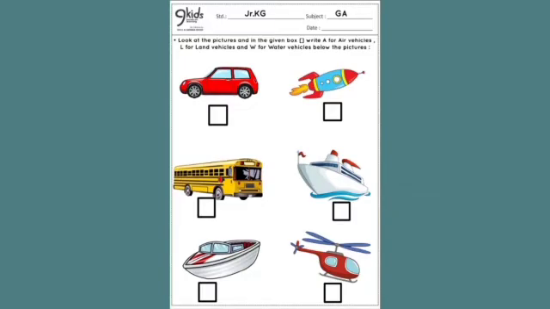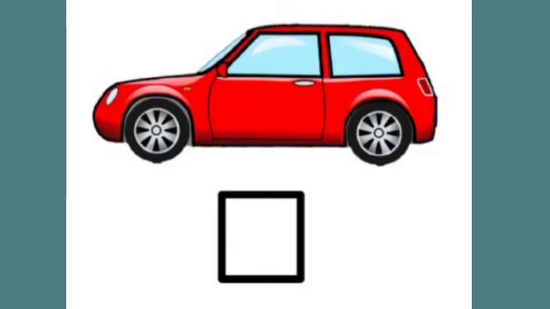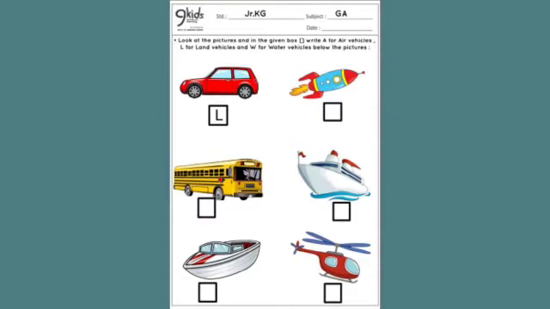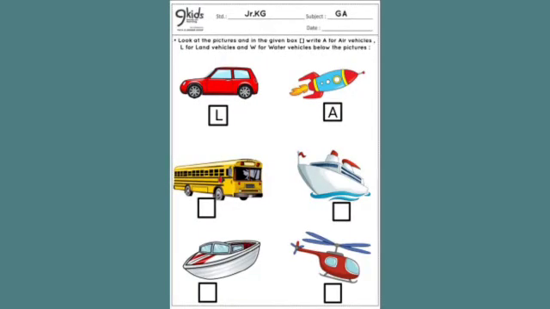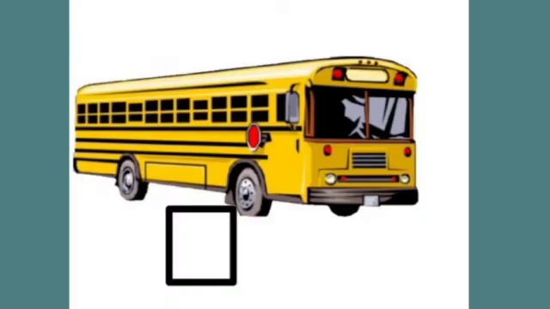So let's start. First picture is car. This is a land vehicle. So we will write L in the given box. Now, which picture is this? This is a rocket. It is an air vehicle. So we will write A. Now, which picture is this? Bus. It is a land vehicle. So we will write L.